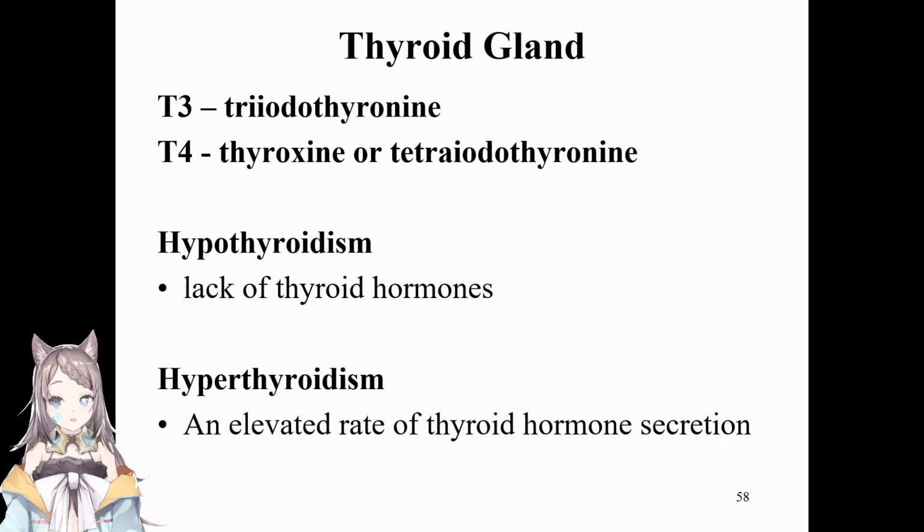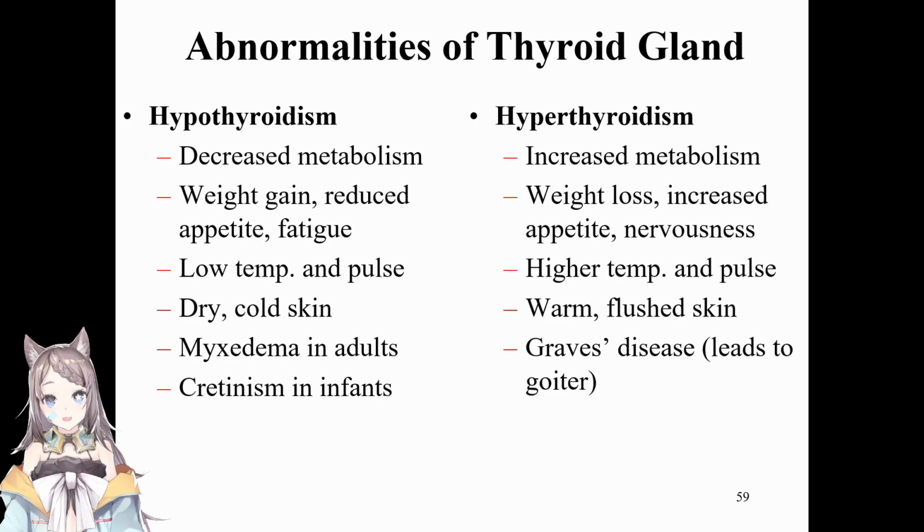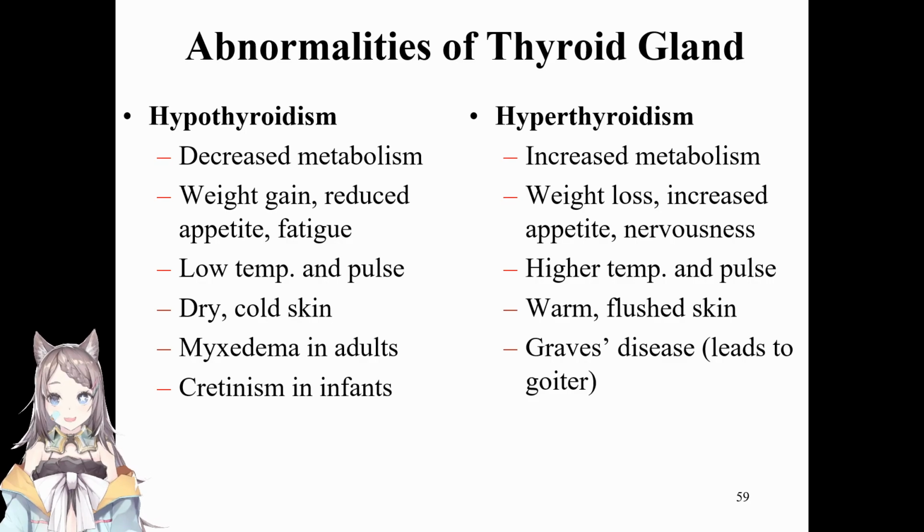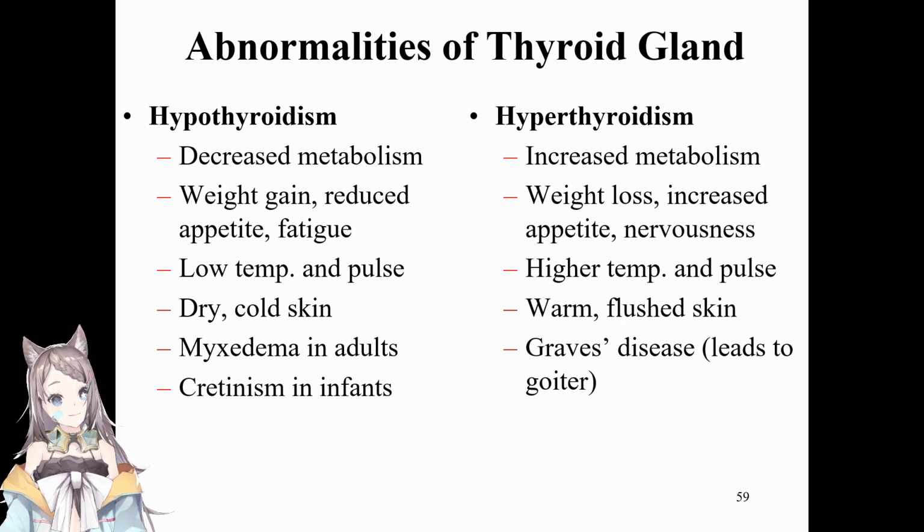Hyperthyroidism, on the other hand, results in an elevated thyroid hormone secretion. You have too much T3 and T4. Okay, so on the screen is the comparison of hypothyroidism and hyperthyroidism. What is easy here is they are totally opposite effects. So if you memorized only hypothyroidism, simply reverse the effect and you will have the effect for hyperthyroidism.